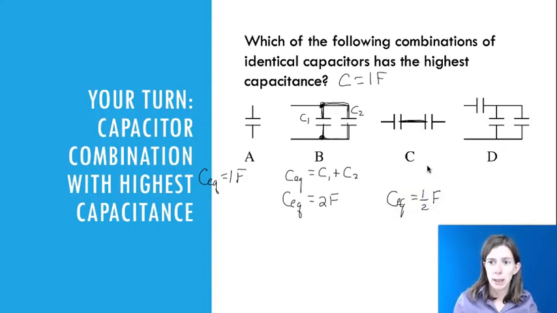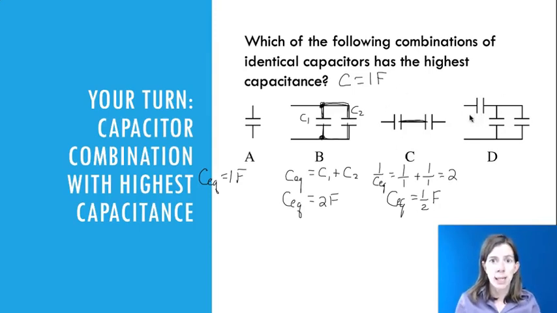Now, if you do want to use the equation, we can go ahead and use it. It's the 1 over equation. So 1 over C1, which is 1, and then 1 over C2, which is also 1. So 1/1 plus 1/1 is 2. And then to get C equivalent by itself, remember we have to take the reciprocal, so we do get 1/2.